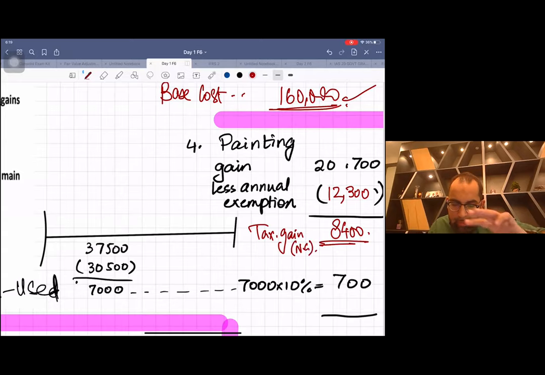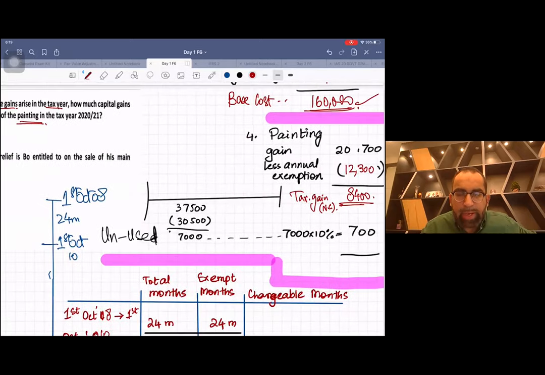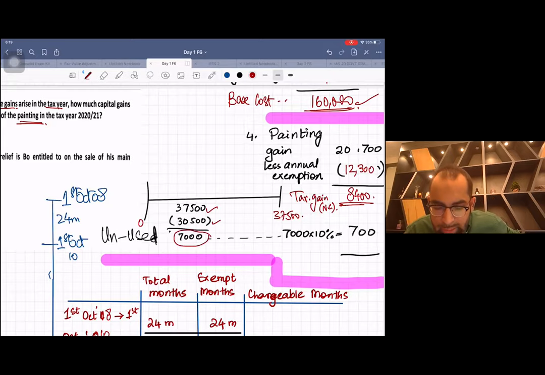Now let's interact with the bands. Your normal band is 0 to 37,500, so the capacity of your normal band is 37,500. In the question, it was written that your non-savings, non-dividend taxable income is 30,500. So when your taxable income is 30,500, your first band has already been used up to some extent. From 37,500 less 30,500, you have an unused band of 7,000, and this unused band can be used for CGT.